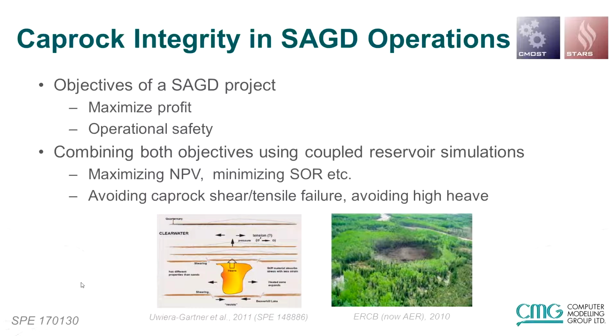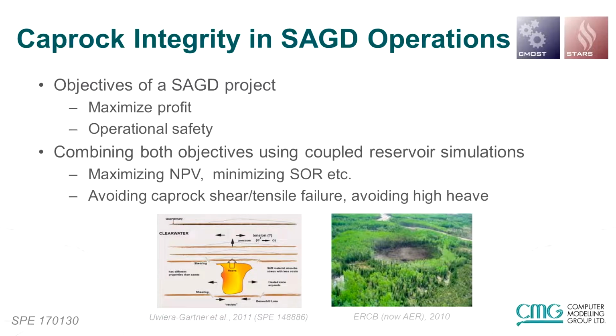The concept is that in any SAGD operation, you have two main objectives. One is to maximize the profit by maximizing the net present value or minimizing the steam oil ratio and things like that. But the other objective is to ensure operational safety, which means you don't want to have any caprock failure and you want to avoid high heaves.